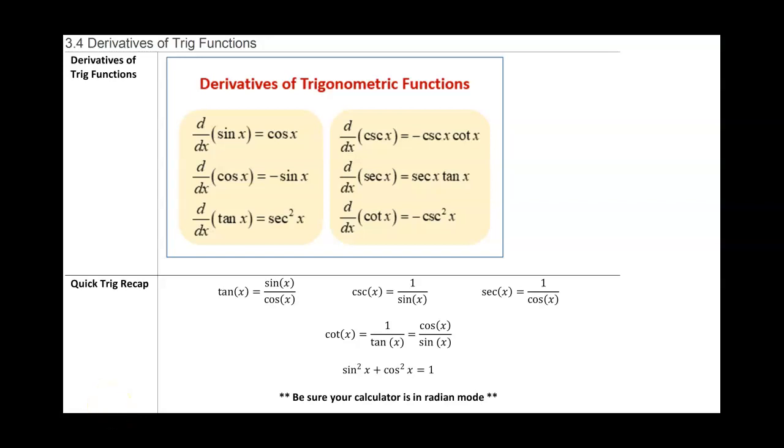In this section, we will talk about derivatives of trigonometric functions. So here we have a list of the derivatives of trig functions. And here's a quick trig recap. When we have tangent of x, if we're taking the derivative of just tan x, it's equal to secant squared of x.